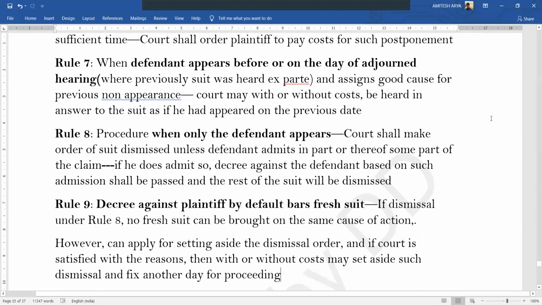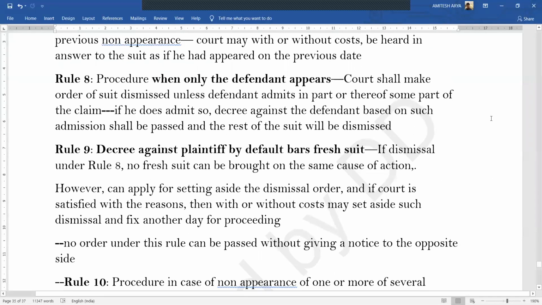Now, rule number 8 is talking about the procedure when only the defendant is appearing. Here, the court will say that if only the defendant is appearing, the suit will again be dismissed, unless the defendant himself says, I admit certain parts of the claim, or I admit the entire claim. Then, in accordance with that, a judgment and a decree will be drawn and the rest of the suit will be dismissed.